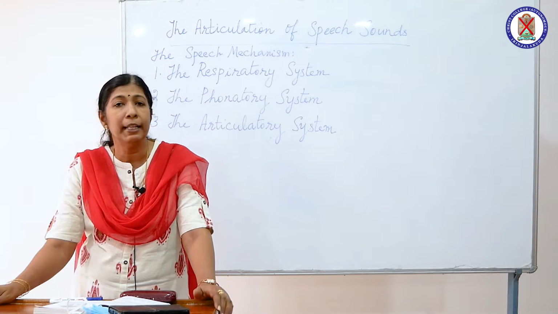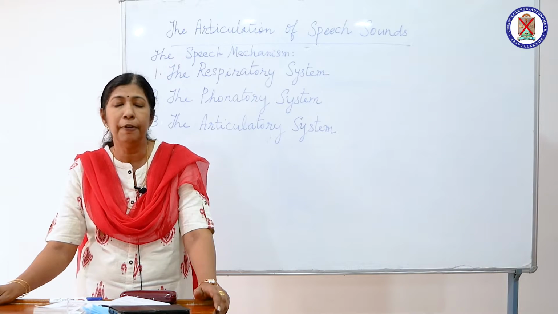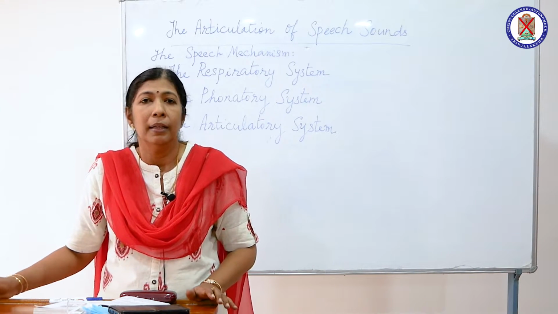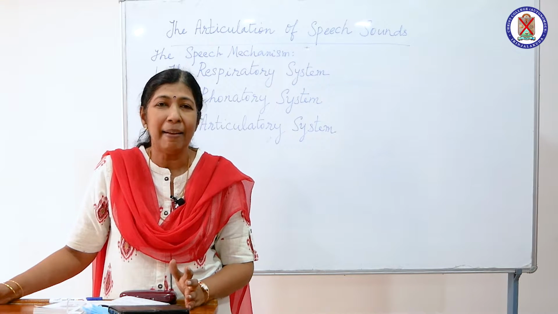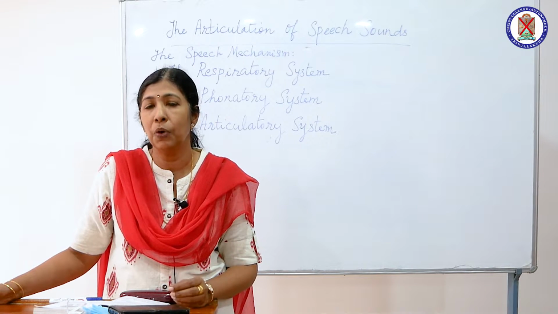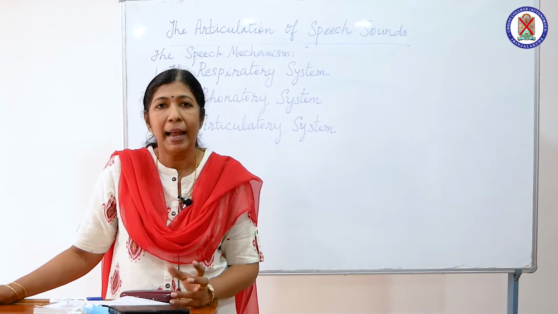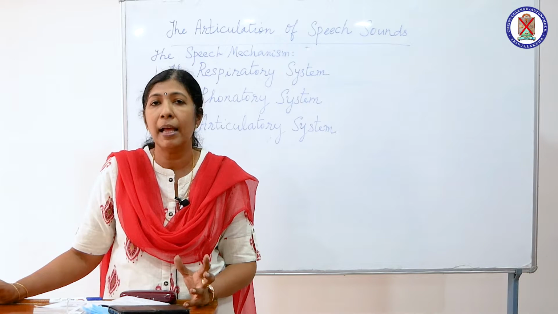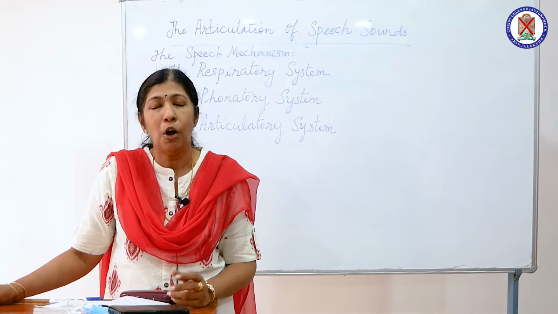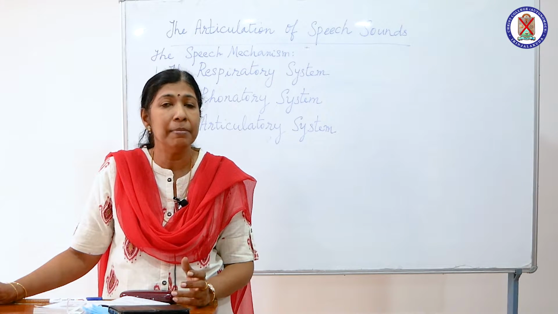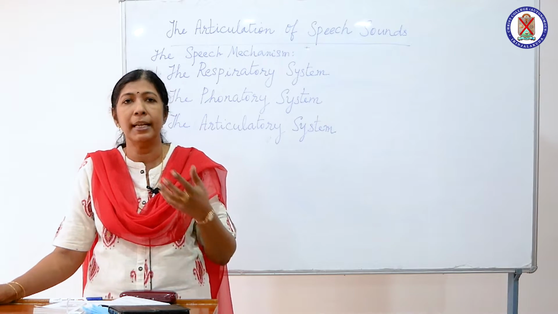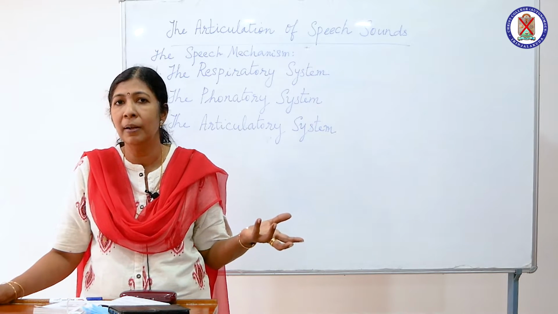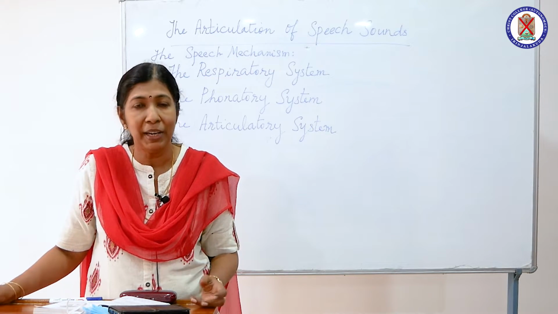Next, let's take a look at the phonatory system. The phonatory system consists of the larynx, which consists of the vocal cords. The larynx contains the vocal cords. The larynx is like a box. Often we refer to it as the Adam's apple. And you might have noticed that the Adam's apple is more prominent in the case of men. That's why it's called Adam's apple and not Eve's.